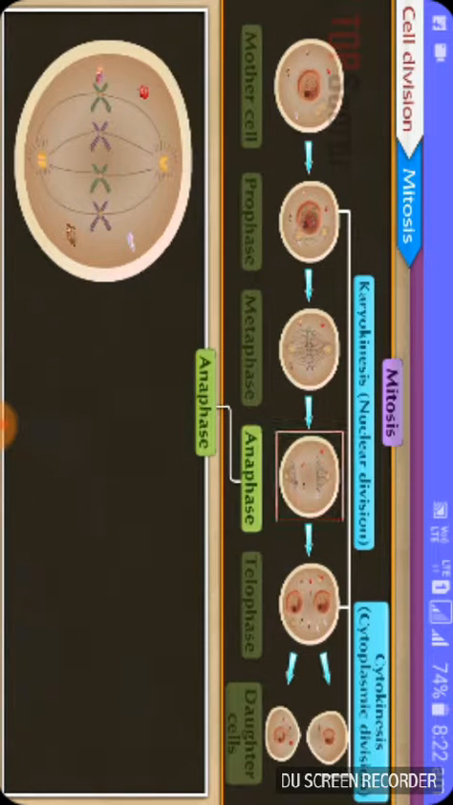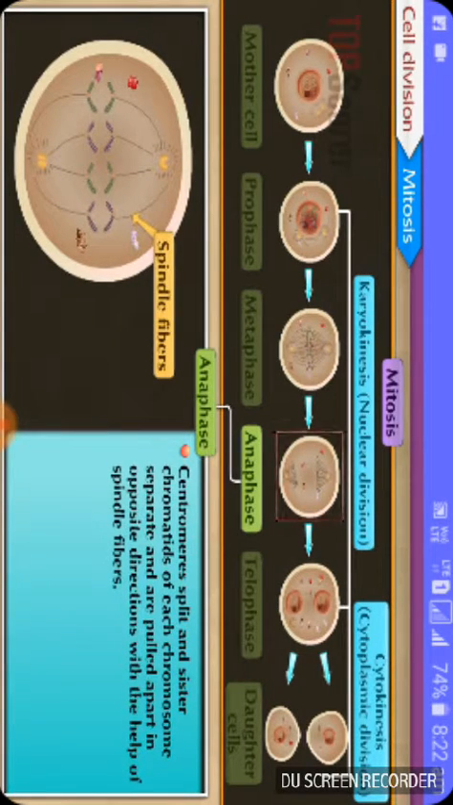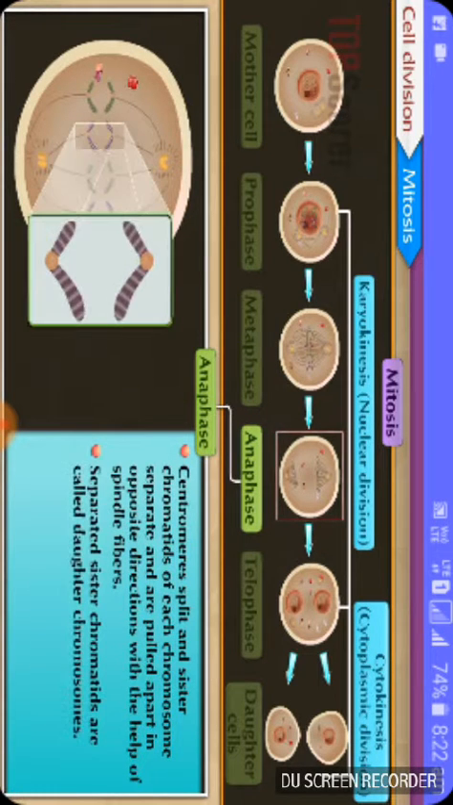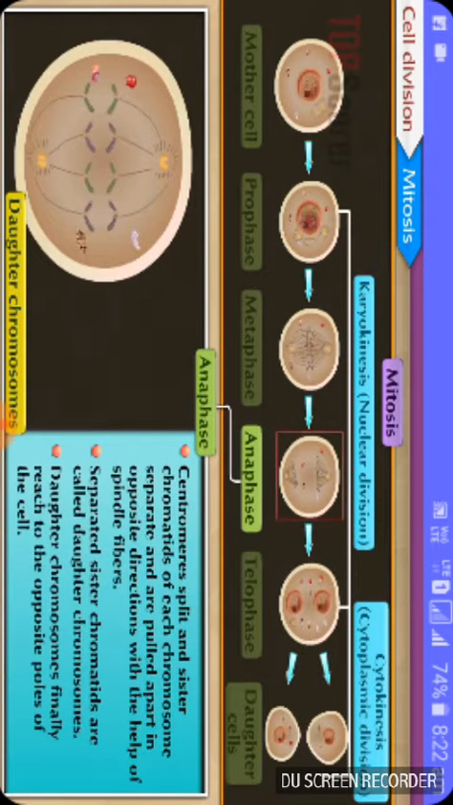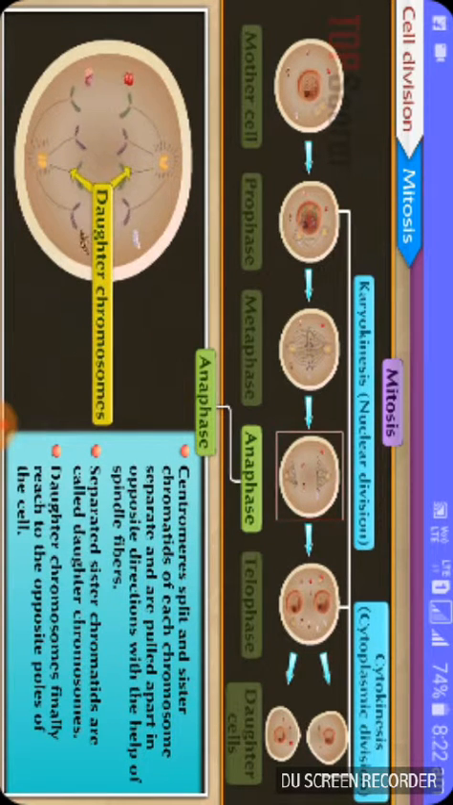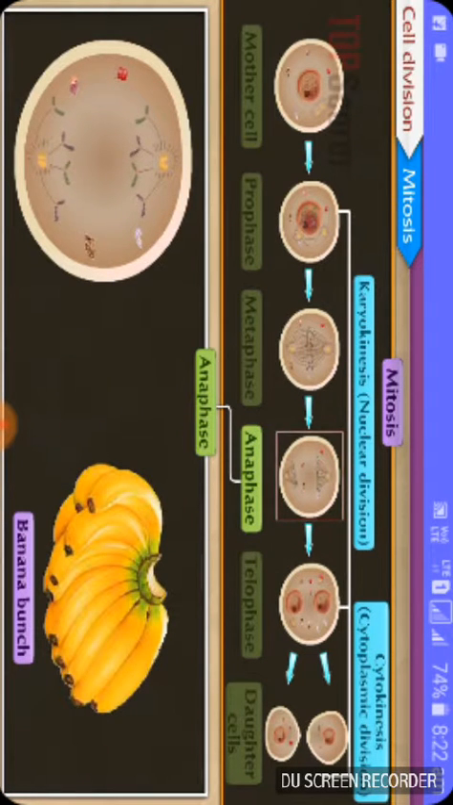Anaphase. In anaphase, centromeres split and thereby sister chromatids of each chromosome separate and are pulled apart in opposite directions with the help of spindle fibers. These separated sister chromatids are called daughter chromosomes. When each set of chromosomes reach at two opposite poles of the cell, they appear like a bunch of bananas.